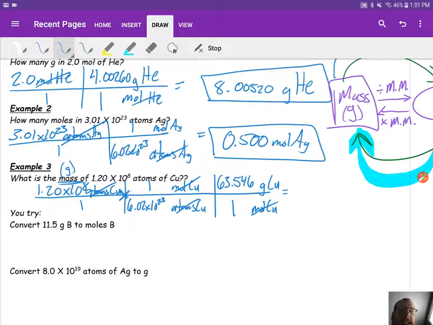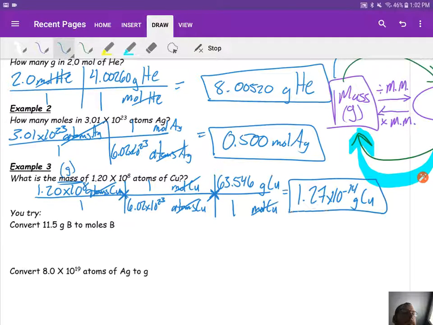Remember, guys, wherever you see a T, it's multiplication. So I have two tops. I'm going to multiply 1.20 times 10 to the 8th times 1 times 63.546, and I'm going to divide by my bottoms. How you do that math is up to you, okay? But the answer should be 1.27 times 10 to the minus 14 grams of copper.